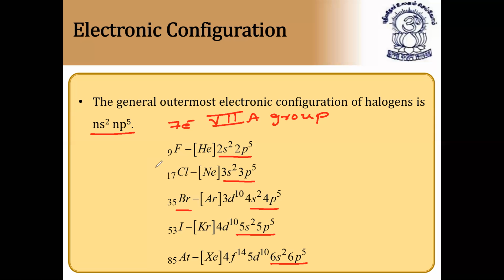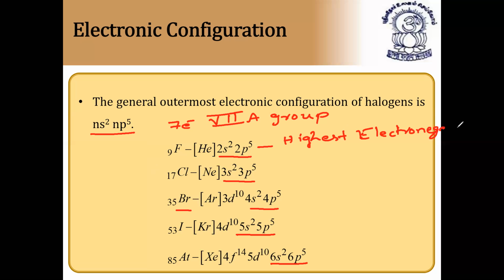So this is the general outermost electron configuration of halogen atoms. Out of these, fluorine is the element with the highest electronegativity. That's why its oxidation state is always -1. The highest electronegativity is that of fluorine.